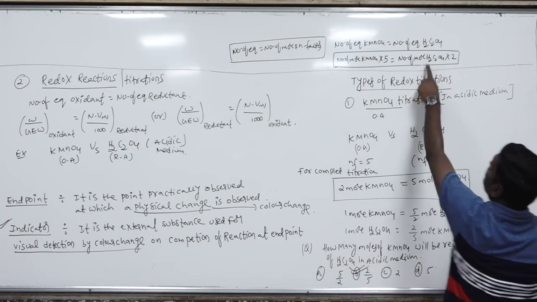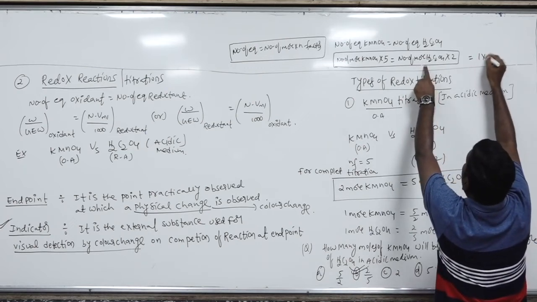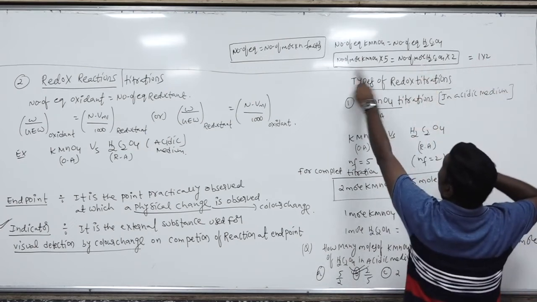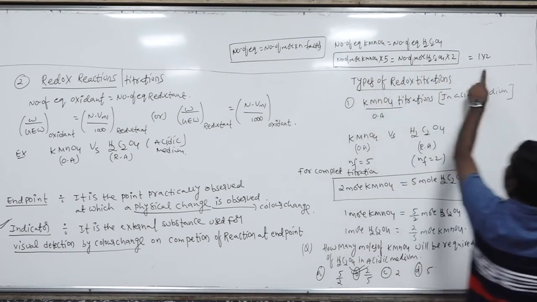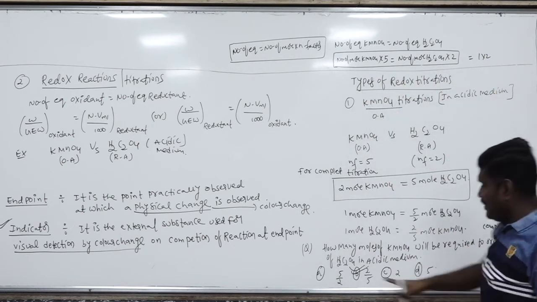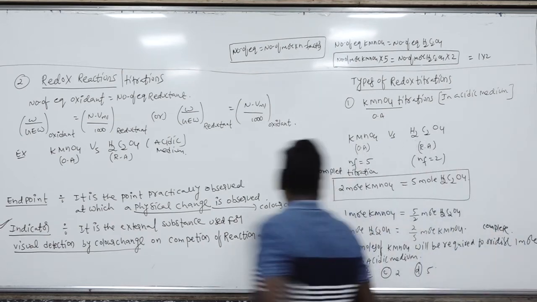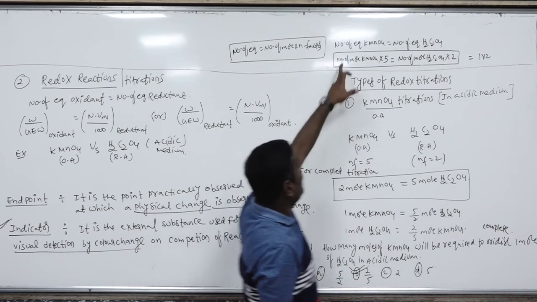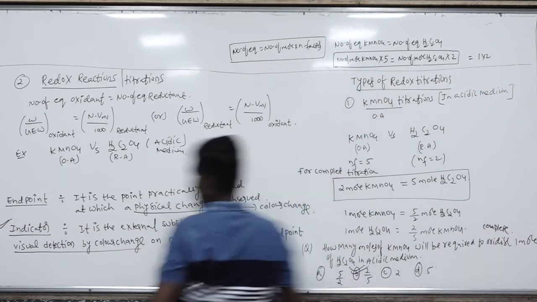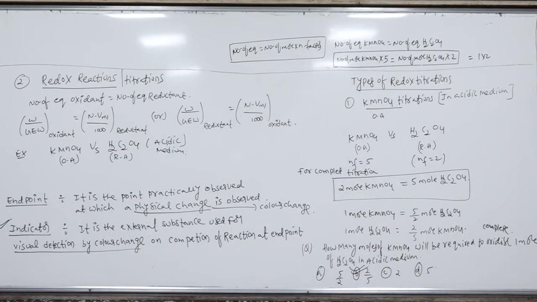So the number of moles of oxalic acid is 1, into 2 is 2. So how many moles of KMnO4 are required? Bring the 5 towards the denominator so that you will get the answer 2 by 5. Okay? By using the number of equivalents concept, we can calculate the numerical.